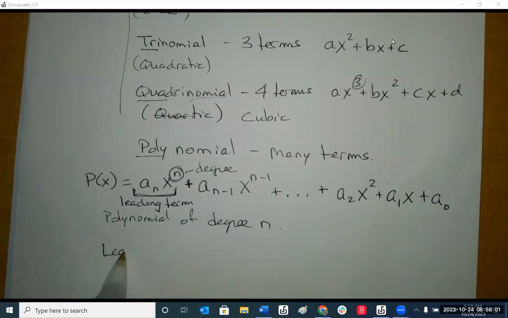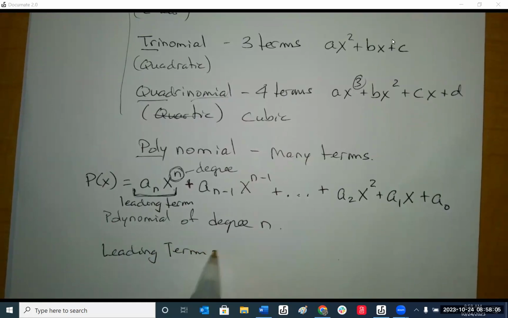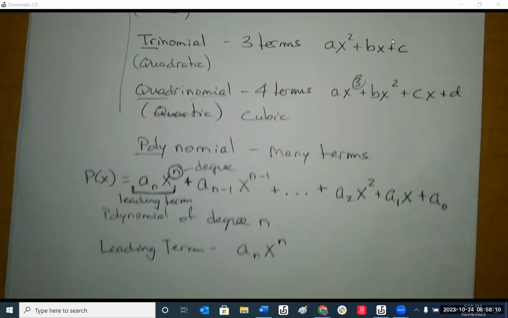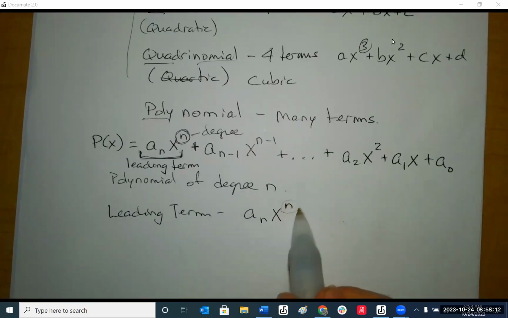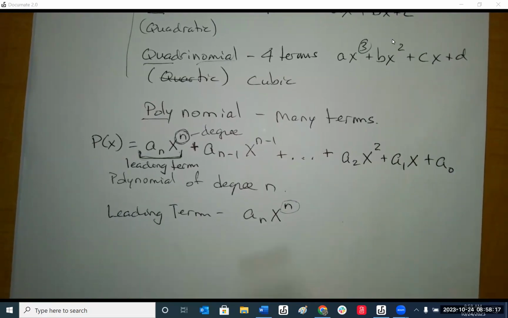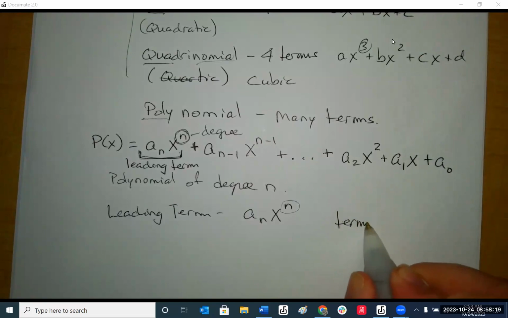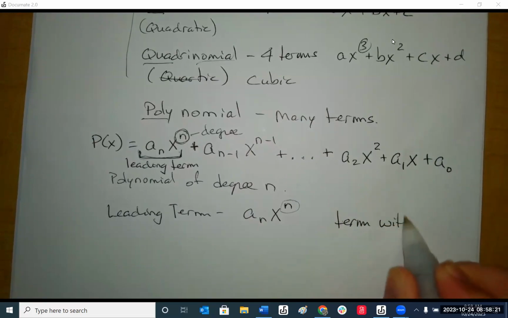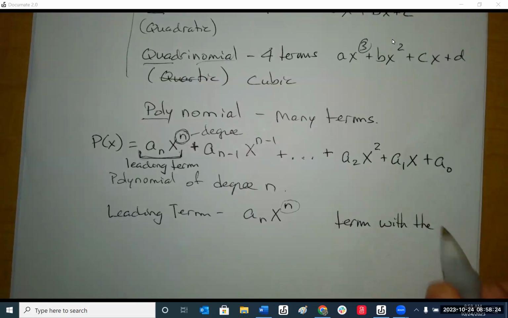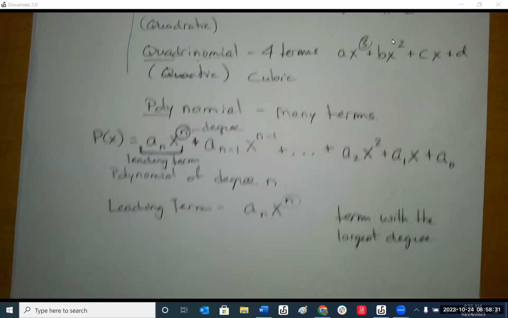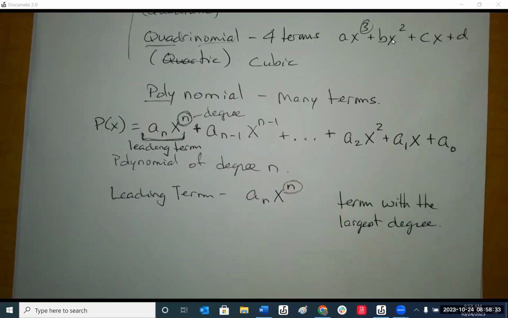So the leading term is the term with the largest exponent, the term with the largest degree. And degree is the exponent on top of the variable.